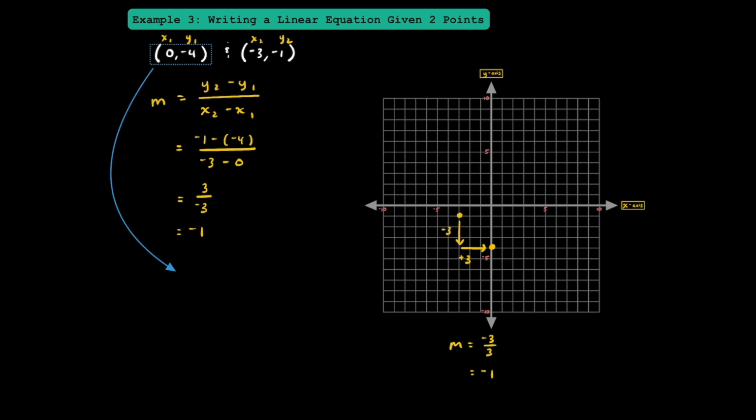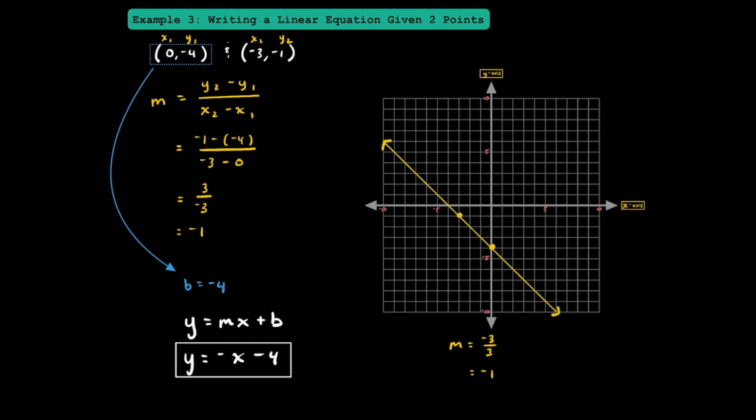Now that we found the slope, let's find the y-intercept. Be on the lookout to see if you're ever given a point where we have 0 in the x value. If that's the case, the b value is just going to be -4. Substituting our slope and our y-intercept into y equals mx plus b, we're going to get y is equal to -1x, or just -x, minus 4. This would be the equation of the line going through these 2 points.